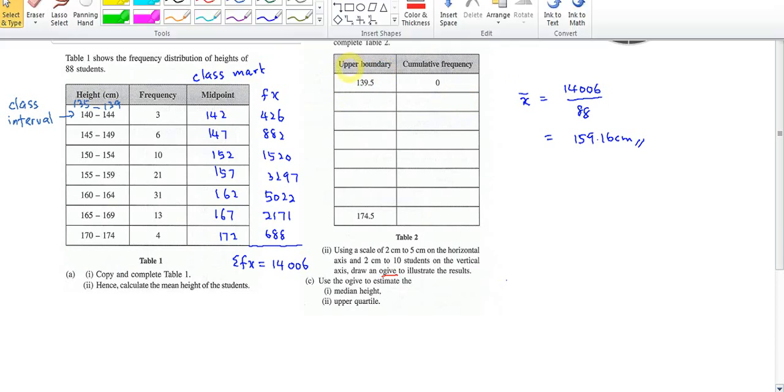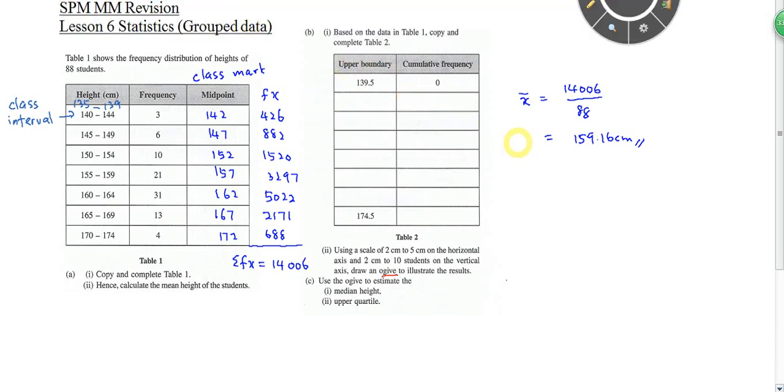One more thing is the model class. The model class is the class interval which has the highest frequency. So over here, 31 is the class interval which has the highest frequency, right? 31 is the highest frequency. So the model class will be 160 to 164 centimeters.